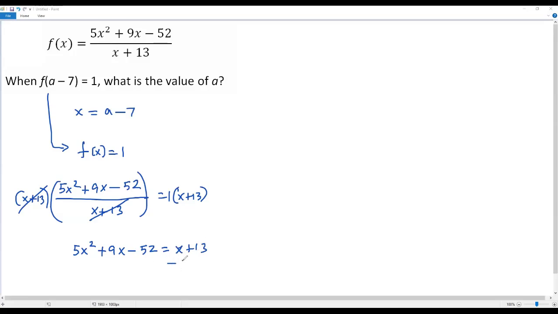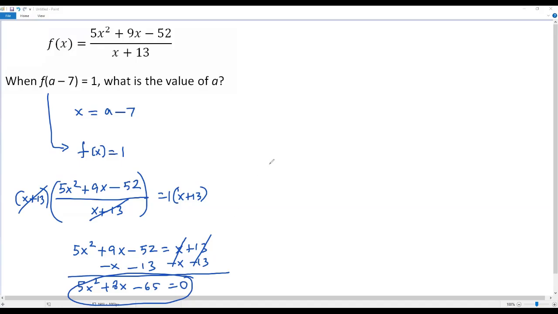Now let me subtract x from both sides and also subtract 13 from both sides to get the quadratic equation in standard form. Positive 13 and negative 13 cancel out, x and negative x cancel out. The resulting equation is 5x squared. Combining positive 9x and negative x, I'm getting positive 8x. Combining negative 52 and negative 13, I'm getting negative 65 equals 0. Now we have to solve for x in this quadratic equation. I think we can use the Desmos graphing calculator.